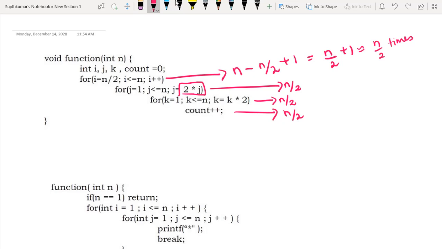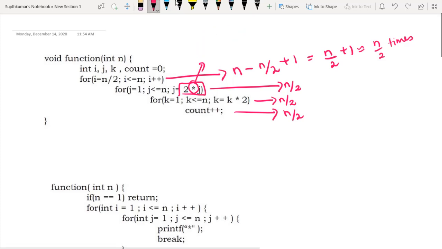Could you remember this? 2 into j. Even when you are multiplying, your problem is getting cut down by a fraction. Understand that when you are multiplying the counter variable, the iterating variable, by 2, you are cutting down the iteration by a fraction of 2. We clearly saw this in the previous video, how to identify the time complexity in such a case.